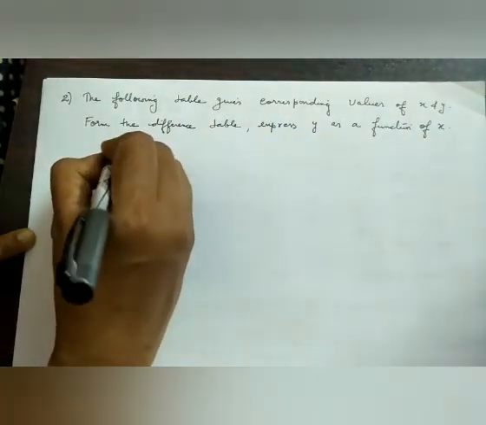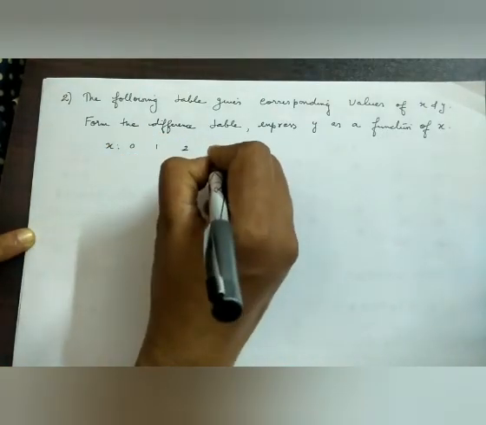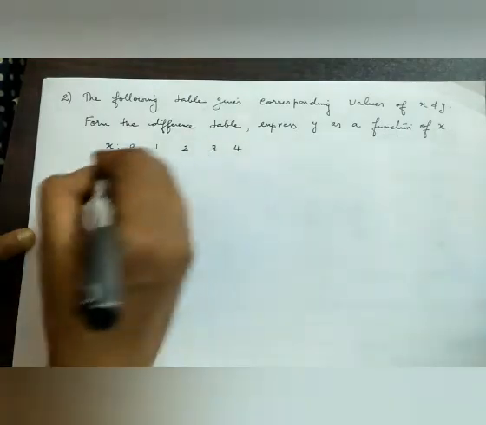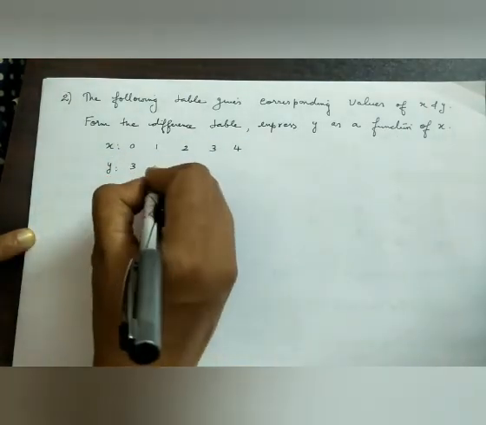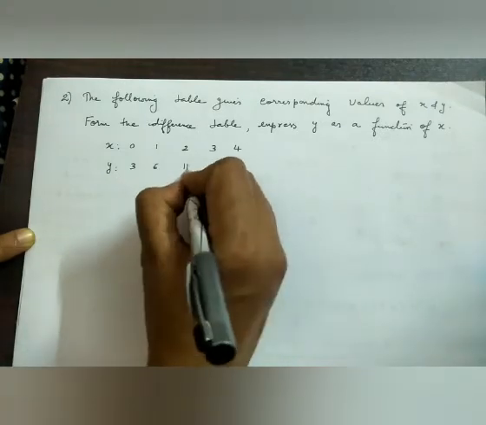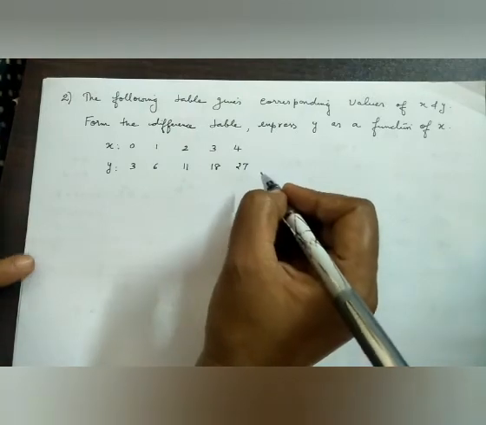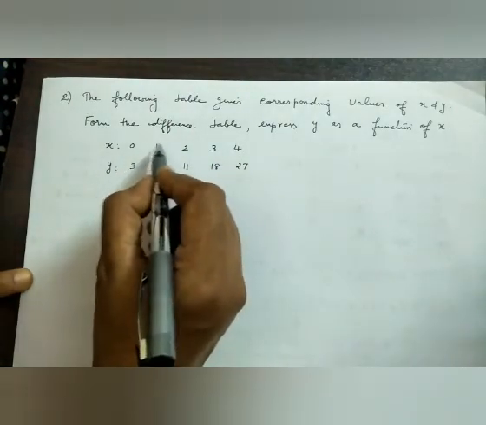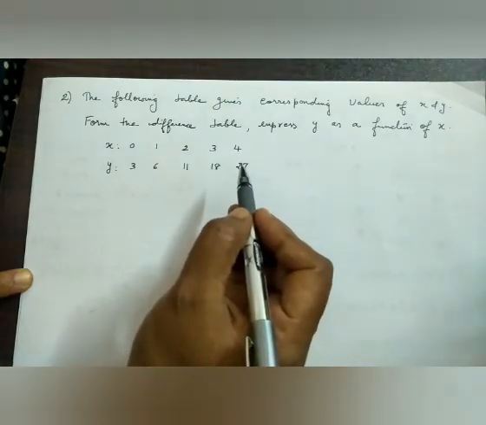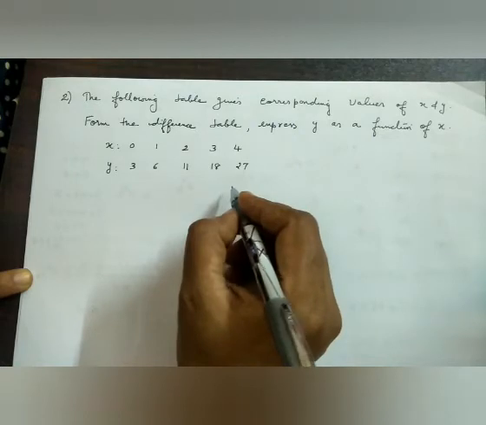Here the values of x are given, that is 0, 1, 2, 3 and 4. Now the corresponding values of y are 3, 6, 11, 18, 27. Here the values of x are at equal intervals, isn't it? The interval of differencing is h, which is equal to 1. That is clear from the question itself.